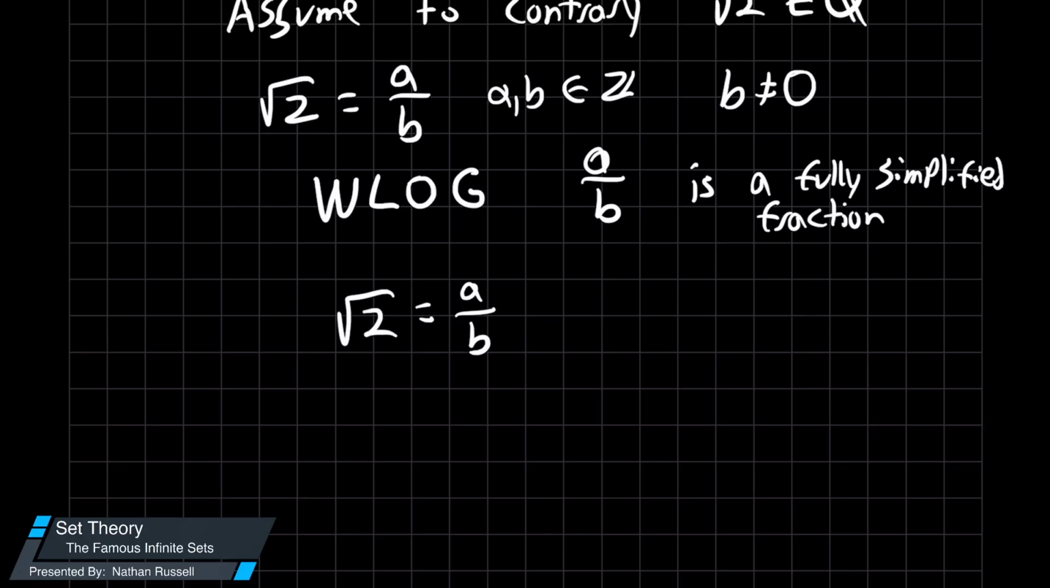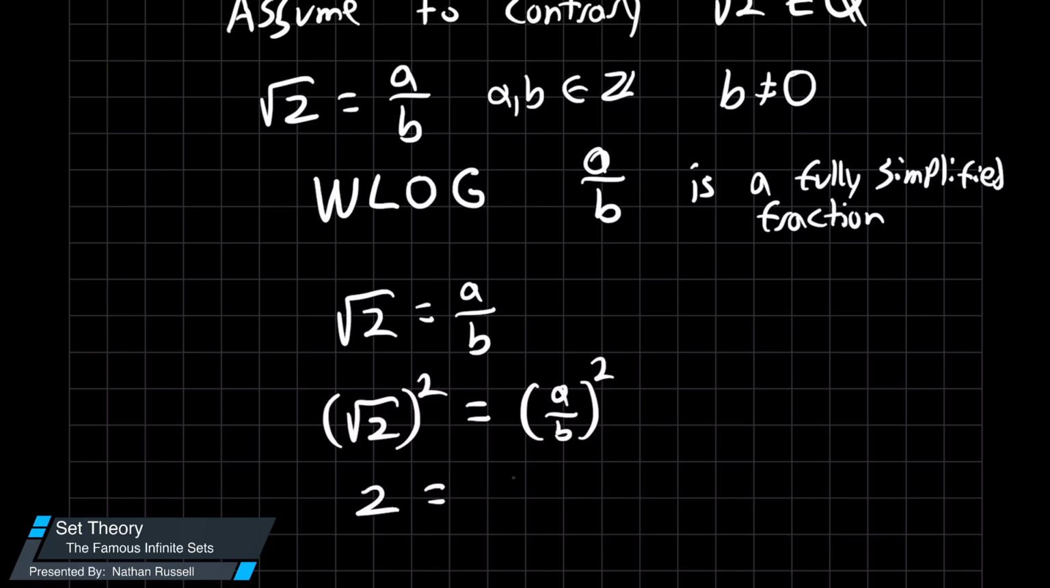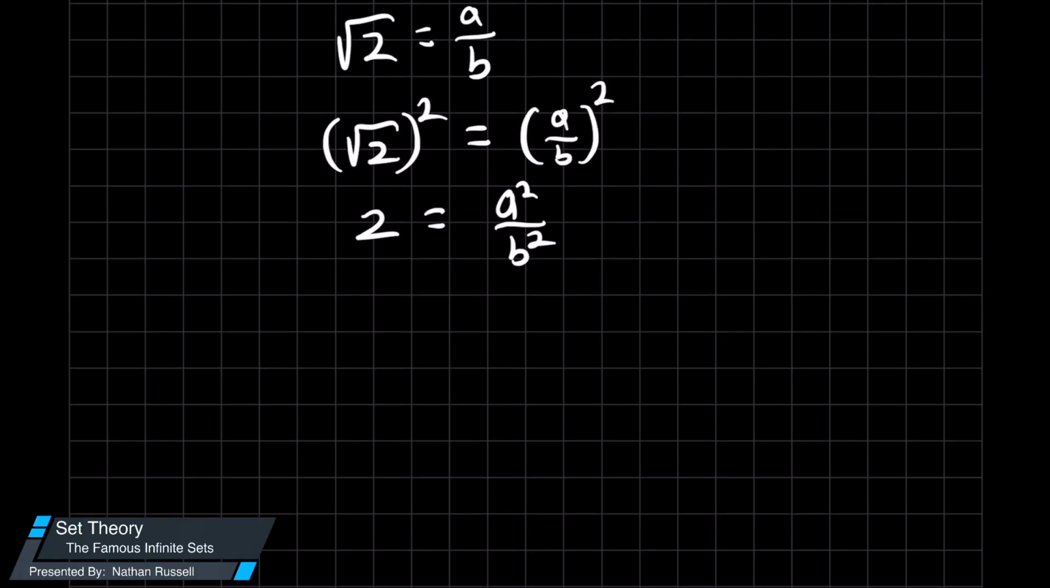Now what I'm going to do is square both sides, and this will give us effectively this. Squaring a square root gives us 2. A over b squared gives us a squared over b squared. All right. Now we're going to start getting into the nuts and bolts of things here. Since this is equal to 2, I can do some arithmetic that's completely valid. 2 b squared must be equal to a squared.